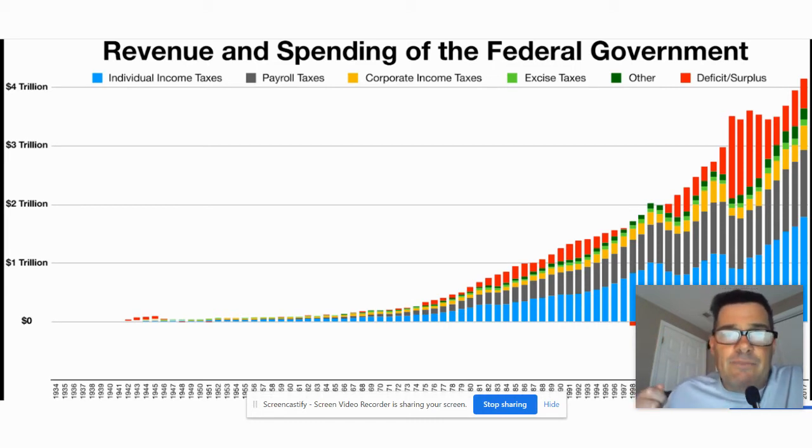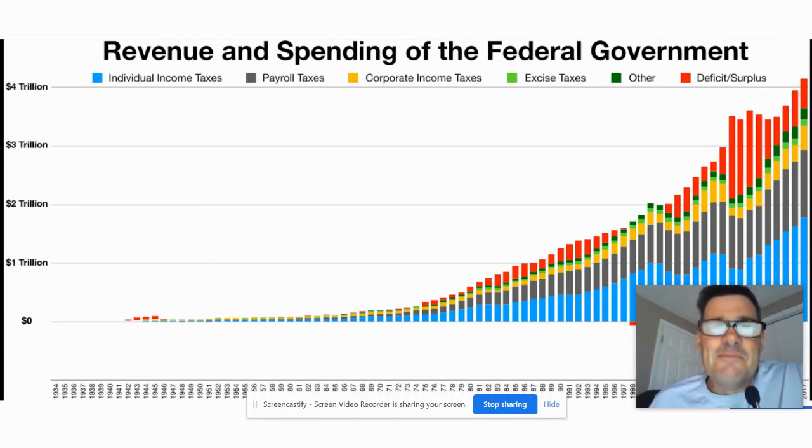People want low taxes. This is where American people are. We want low taxes, but we want the government to spend a lot. Those don't really go together. You've got to fix one or the other. All right, so that's where we're at.